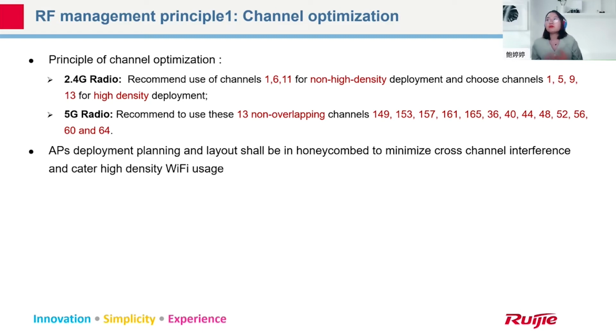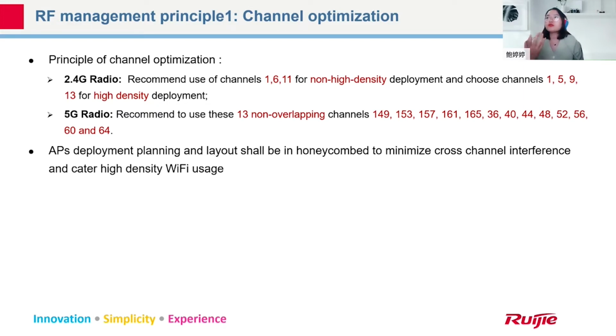This is the first day we discuss the basic principle of the 2.4 gigabit and 5 gigabit. About 2.4 gigabit, here totally 13 channels we can use. Even in some special country, we have 14. And we recommend to use channels 1, 6, and 11 because these 3 channels do not overlap. So you can use these 3 channels in different APs at the same time. This is the best solution.